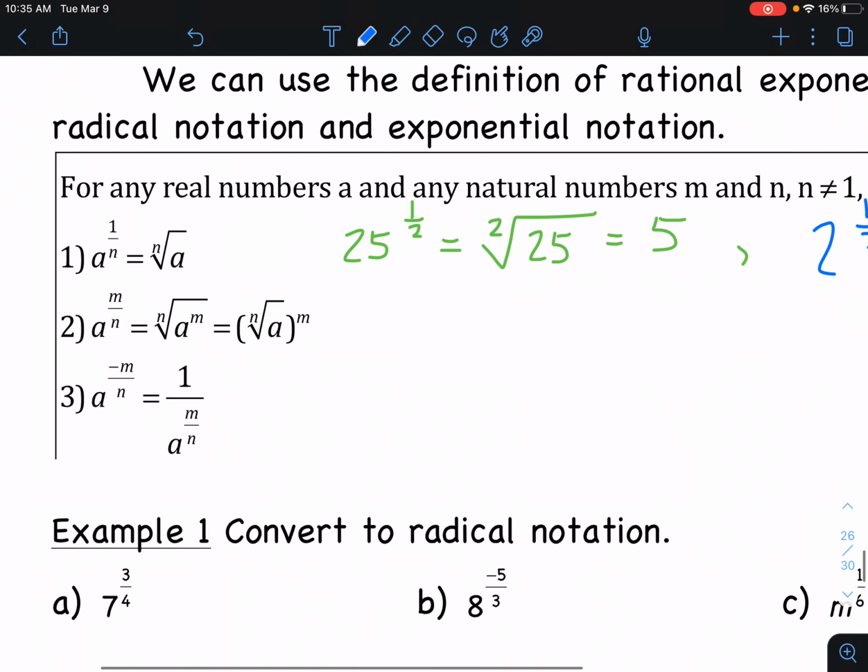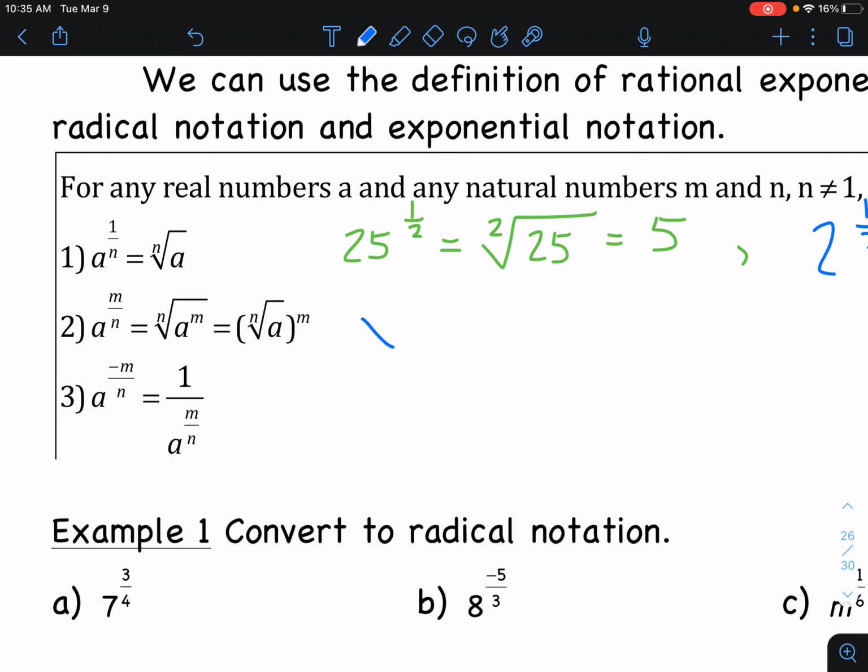Number 2 is very similar to 1. When you have a fraction, again, the denominator becomes the index. And if you have a numerator that's not 1, you can either place it inside the radical with the base a or outside the radical. So let me show you an example.